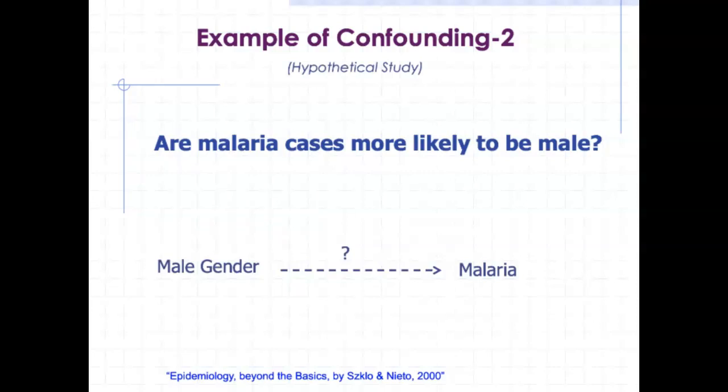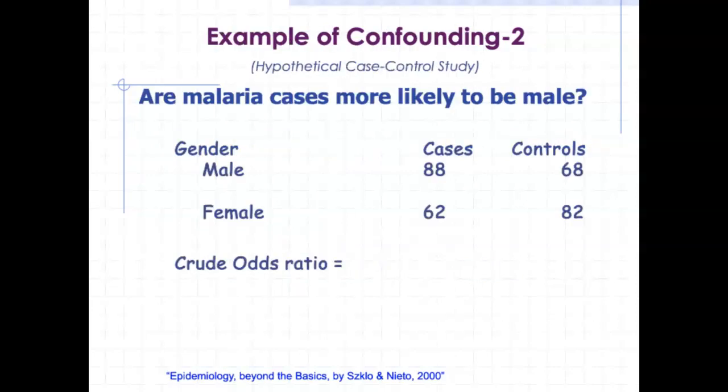So let's look at an example. We are going to, in this hypothetical study, look at the relationship between gender and malaria. And so maybe we hypothesize that male gender is going to increase the likelihood of getting malaria. So we're asking, are malaria cases more likely to be male? What I would do is set up my 2x2 table, and I would consider in my exposure group that would be male given my research question, and the unexposed would be female. And I would put my cases up on this column and my controls on this column.